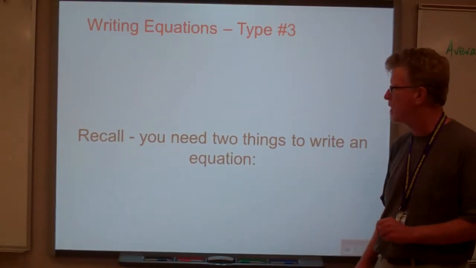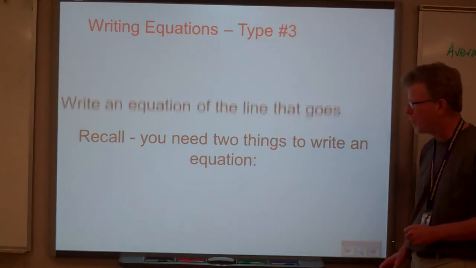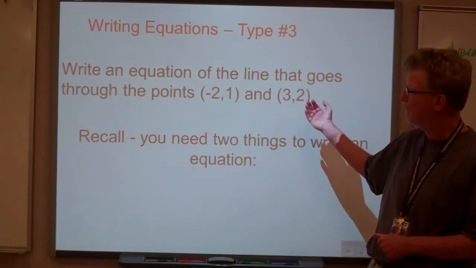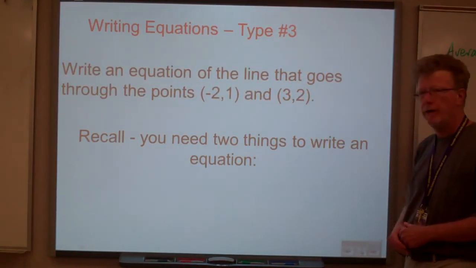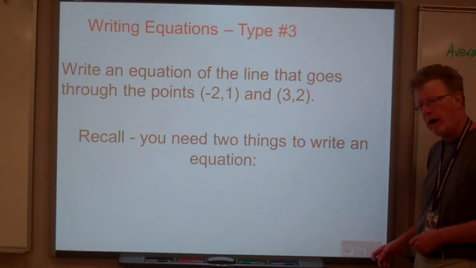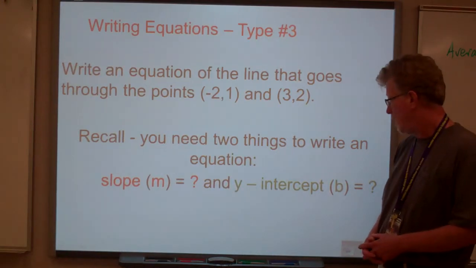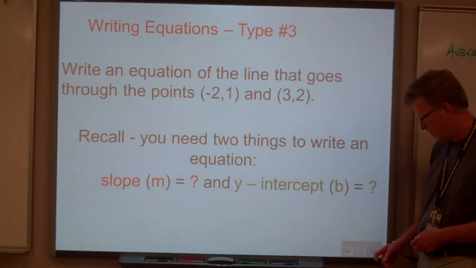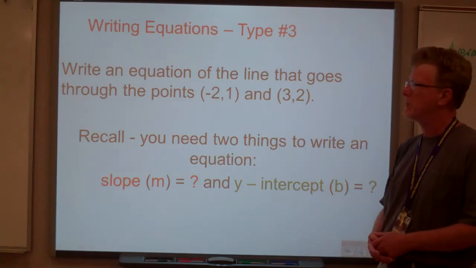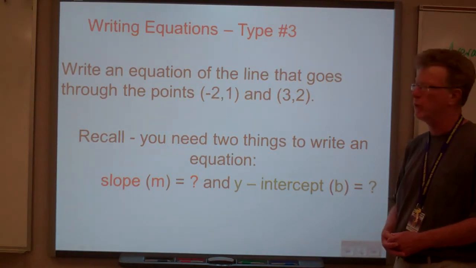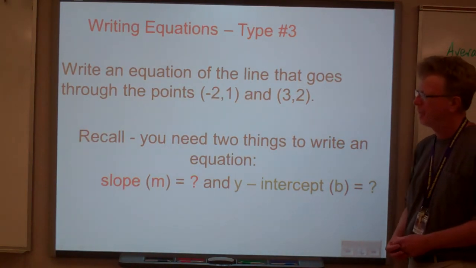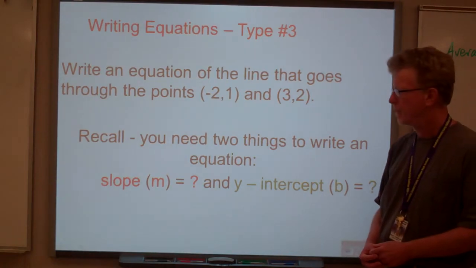Now, the third type of equation. Remember that we need two things. What if we're given just 2 coordinates, and we're not given the slope, and we're not given the y-intercept? Is there going to be a way to solve this? Think about it for just a moment and see if you can come up with a way to reach a solution.